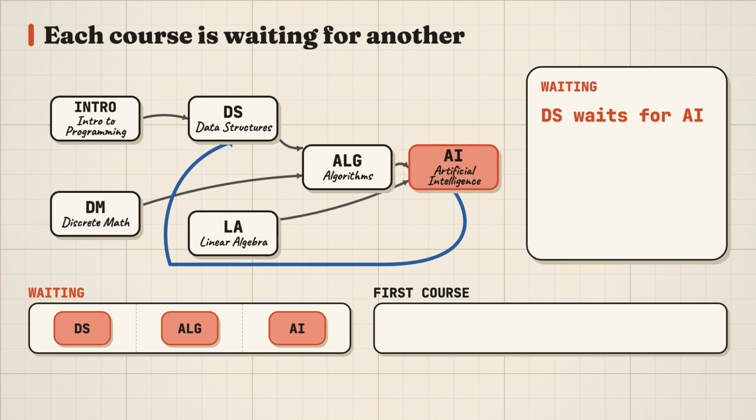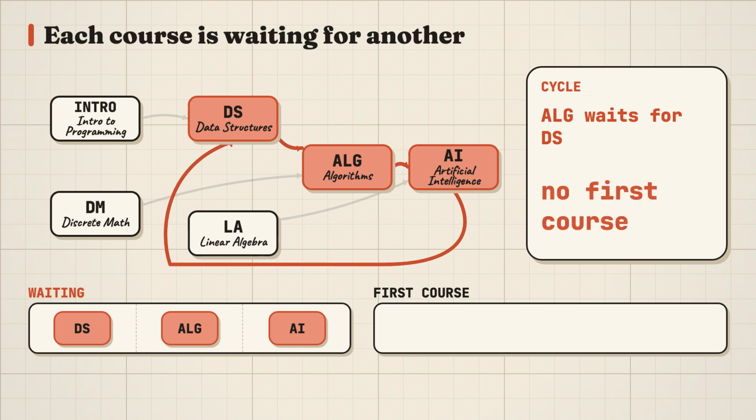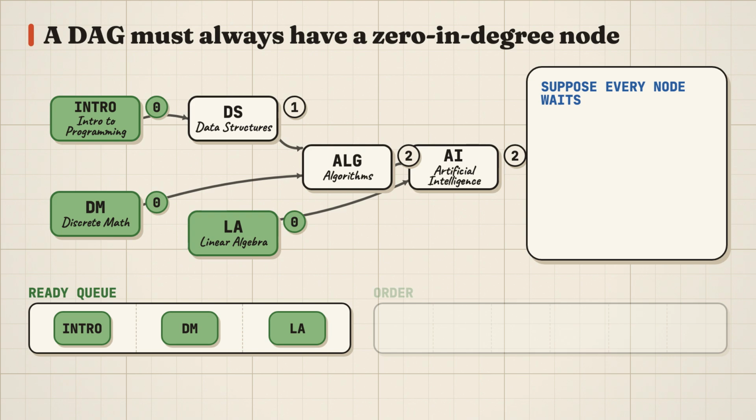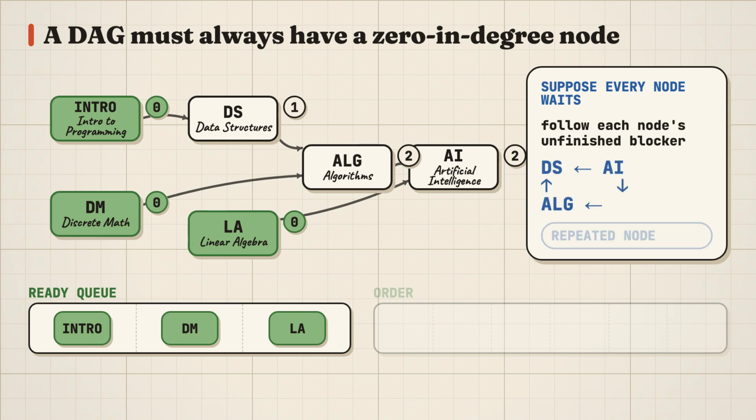Data Structures is waiting for Artificial Intelligence. Artificial Intelligence is waiting for Algorithms, and Algorithms is waiting for Data Structures. The algorithm is stuck because these courses form a cycle. This is why a graph without a cycle must always have at least 1 course with an in-degree of 0. If every course was waiting for another course, following those prerequisites would eventually bring us back to a course we had already visited. That would create a cycle.